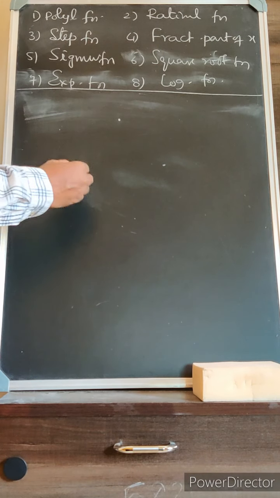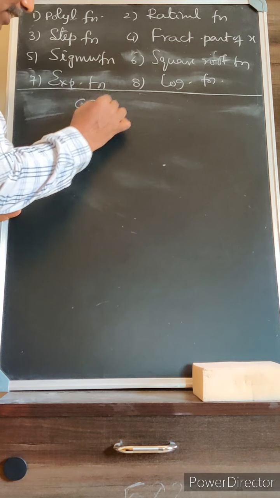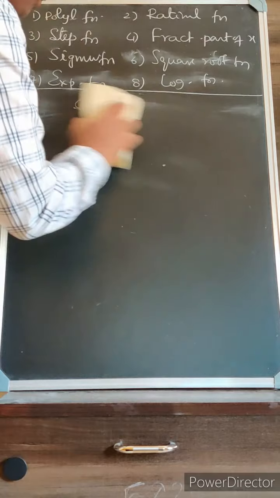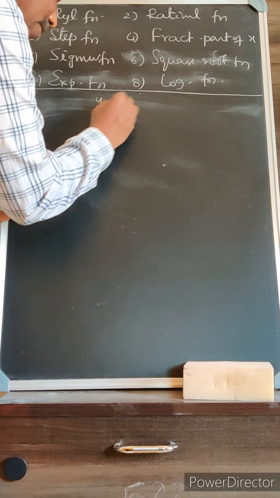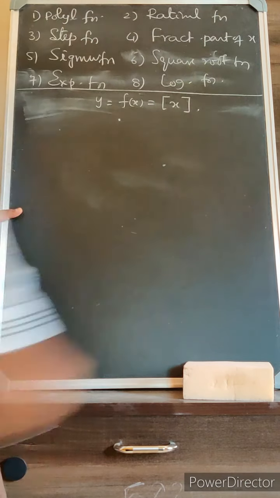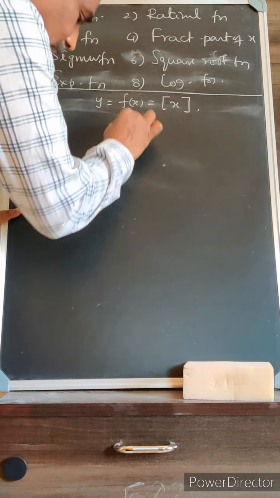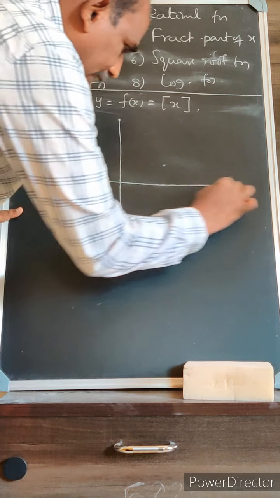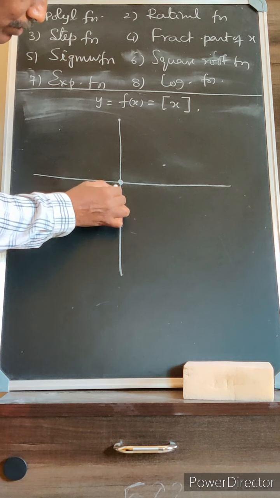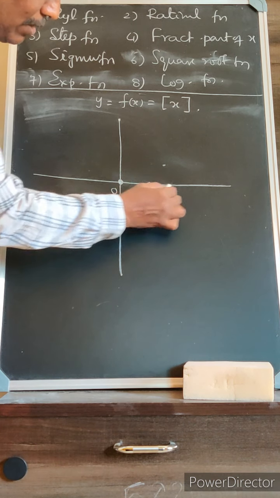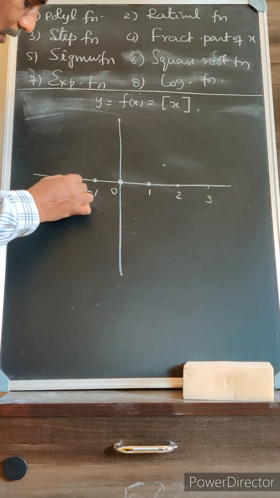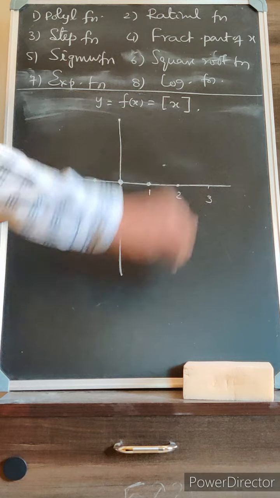Next is the step function or greatest integer function. y equal to f of x equal to bracket x is called the step function. We can understand this function easily through the graph of the function. 0 is here, 1 is here, 2, 3, etc., minus 1, minus 2, minus 3.